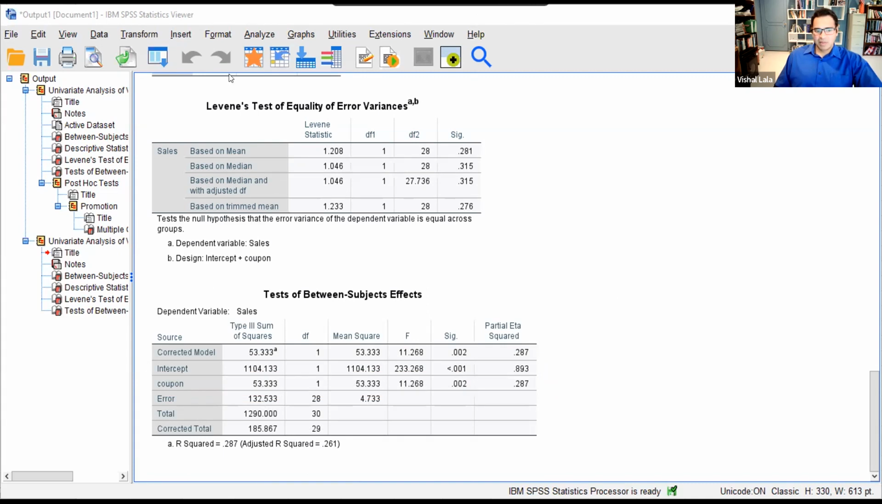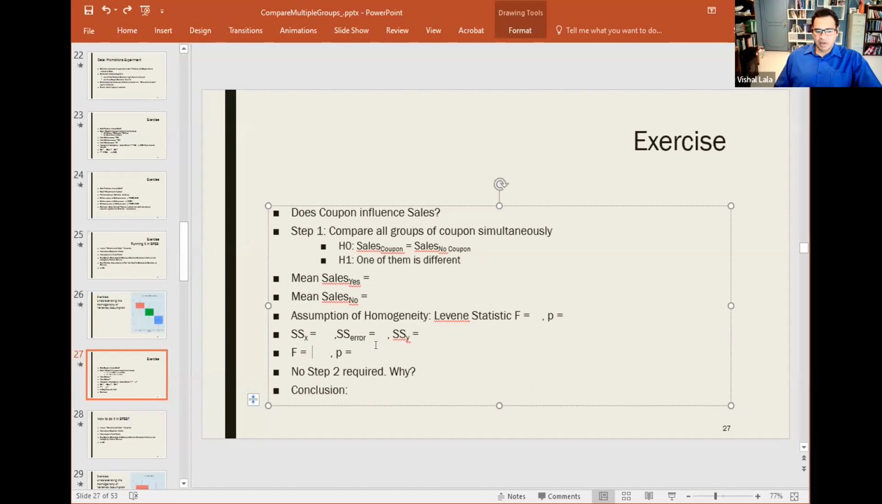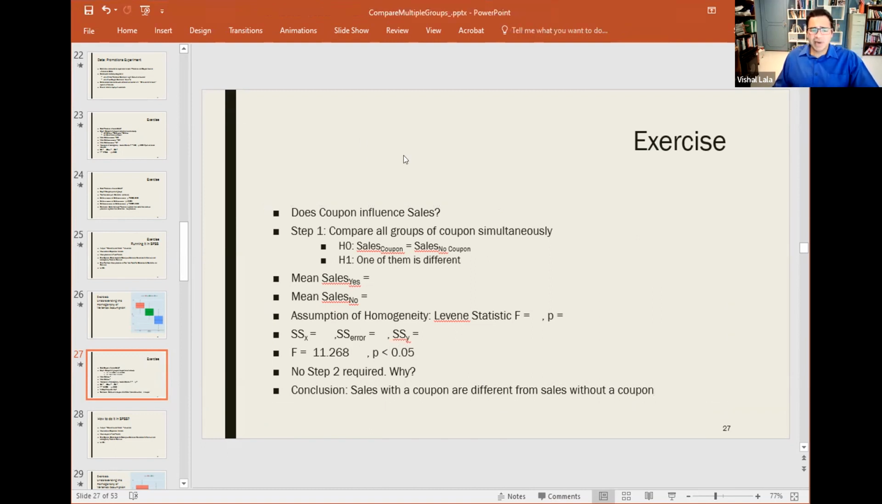What does that mean? It means our F statistic is pretty big, 11.268. And the corresponding p-value is below 0.05. Therefore, sales with a coupon are different from sales without a coupon. That's it. A very, very simple conclusion arises from looking at, again, coupons.